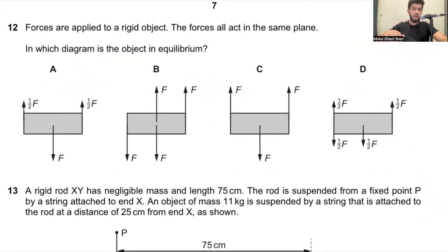Forces are applied to a rigid object. The forces all act in the same plane. In which diagram is the object in equilibrium? There are two conditions to equilibrium. The first condition is that the net force should be 0 and the net moment should be 0. Net force 0 की बात करें तो downward force should be equal to upward force. Not happening in this one and happening in the others. The other thing is the clockwise moment should be equal to the anti-clockwise moment.